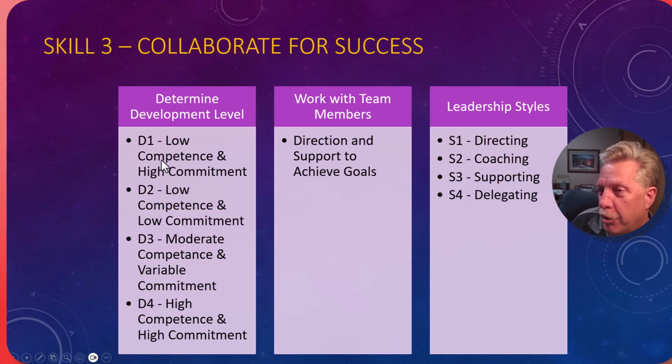So D1 would be low competence or skills and high commitment, and you would apply an S1 style of directing that person. For D2, they would have low skills and low commitment. You would apply coaching. A D3, development level 3, would be they have moderate to high competence and variable commitment. You would actually provide a leadership style of supporting them. And then if you determine that they have a D4 level, they would have high competence and high commitment. And then in that case, the style that you would bring to the table would be you would just delegate that task to them and let them go with it.